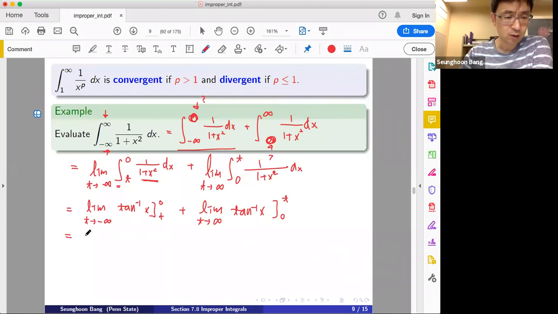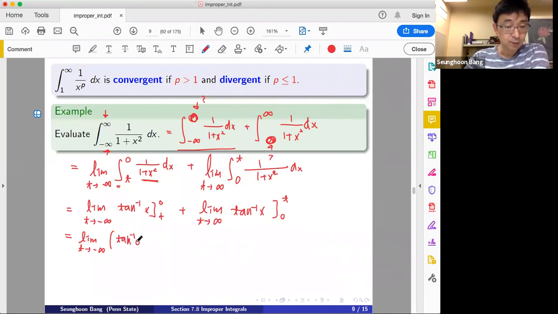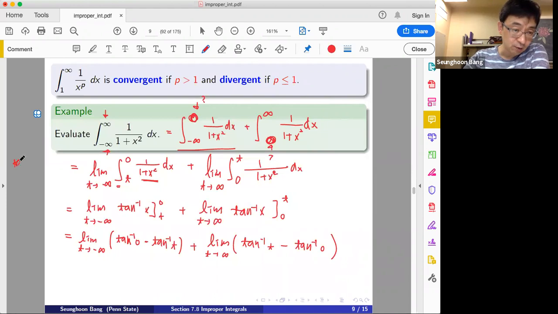The first one, the limit as t approaches minus infinity. You can plug in 0 first. The first one, inverse tangent of 0 minus inverse tangent of t, plus limit as t approaches positive infinity. You can plug in the upper limit first, the inverse tangent of t minus inverse tangent of 0. Like this. How can you calculate inverse tangent of 0?